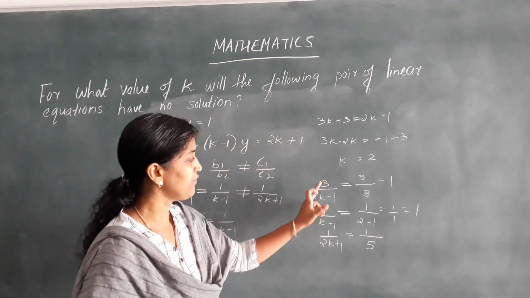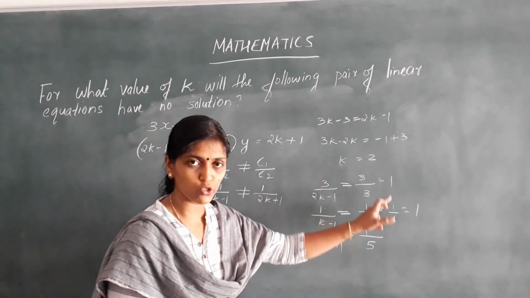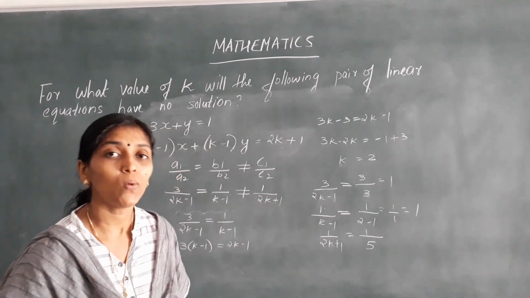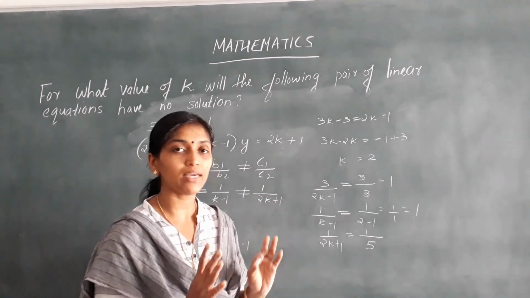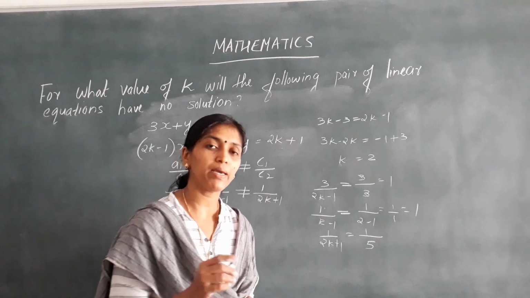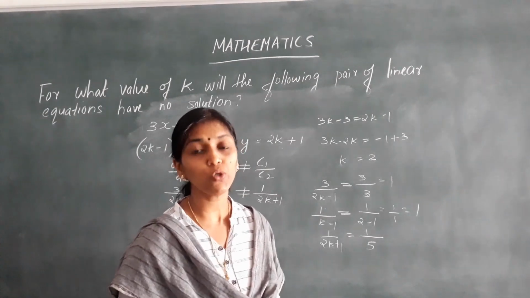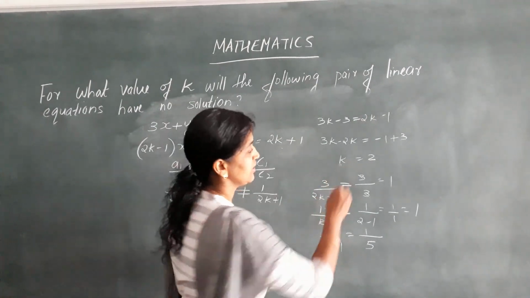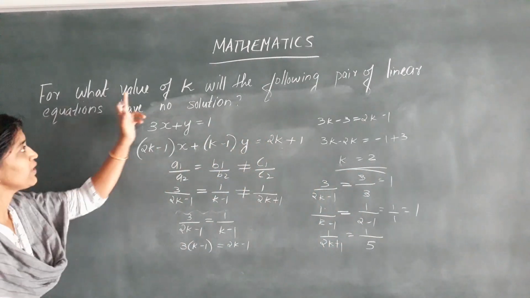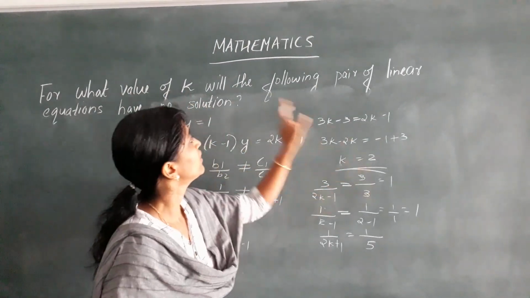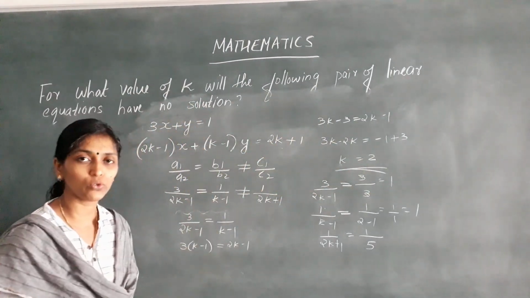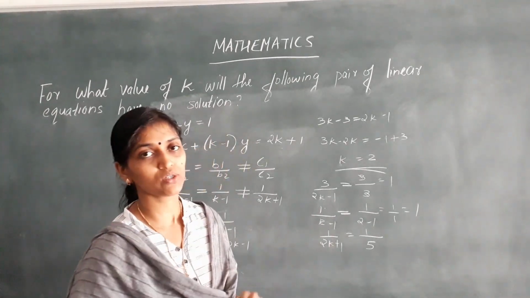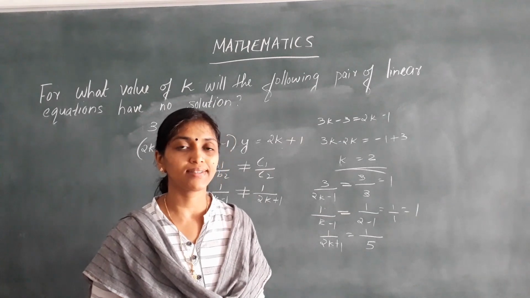So you can see a1 by a2 equal to b1 by b2, but it is not equal to c1 by c2. c1 by c2 you are getting as 1 by 5. So you are getting a value for k where a1 by a2 is equal to b1 by b2, not equal to c1 by c2. So your value of k, according to our question, is 2. For this value of k, the following pair of linear equations have no solution. I think it is clear.